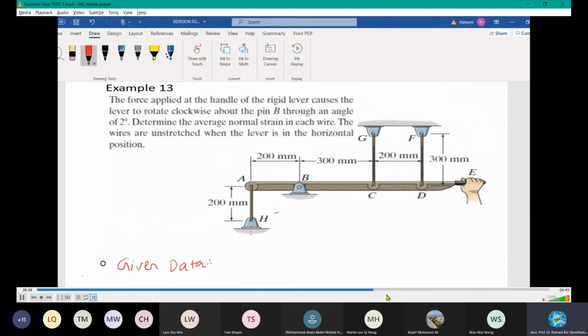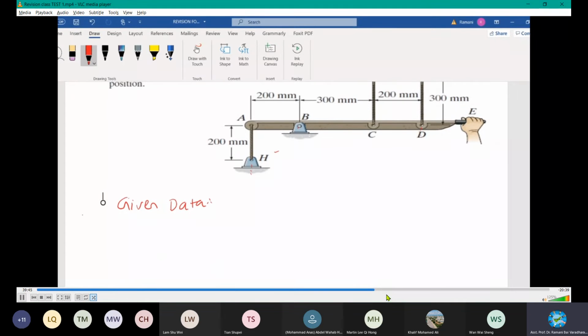You are given with this frame, you need to calculate the strains at each wire. The wires are AH, GC and FD. What is the original length of AH and all? L, let it be, if I take the original length as capital L, LAH will be 200. You might write it like this. 200.